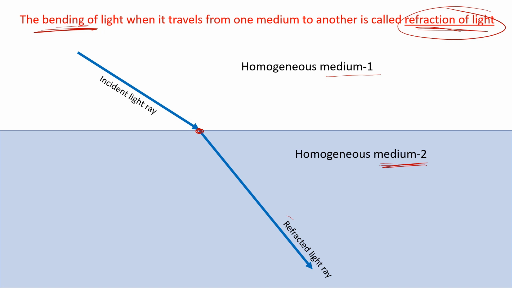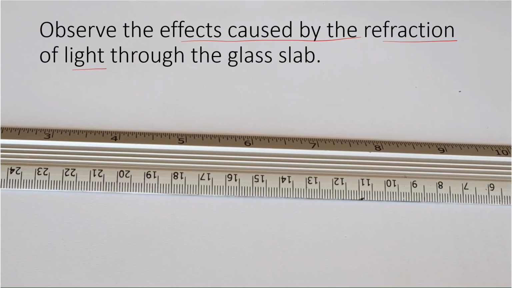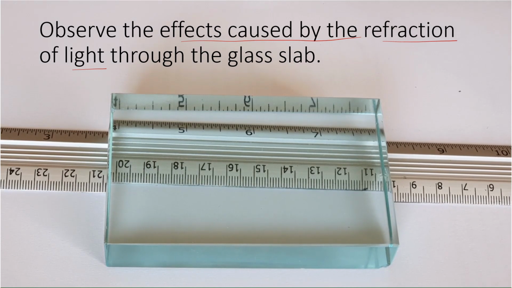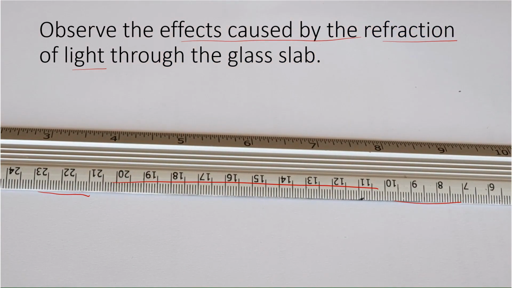Okay, now look here. Observe the effects caused by the refraction of light. Refraction takes place when there are two media. Here we see that the ruler is looking good. It's looking straight. Now observe what happens here. When a glass slab is kept on the ruler, the ruler appears something like this. It's broken, or it is bent to the other side.